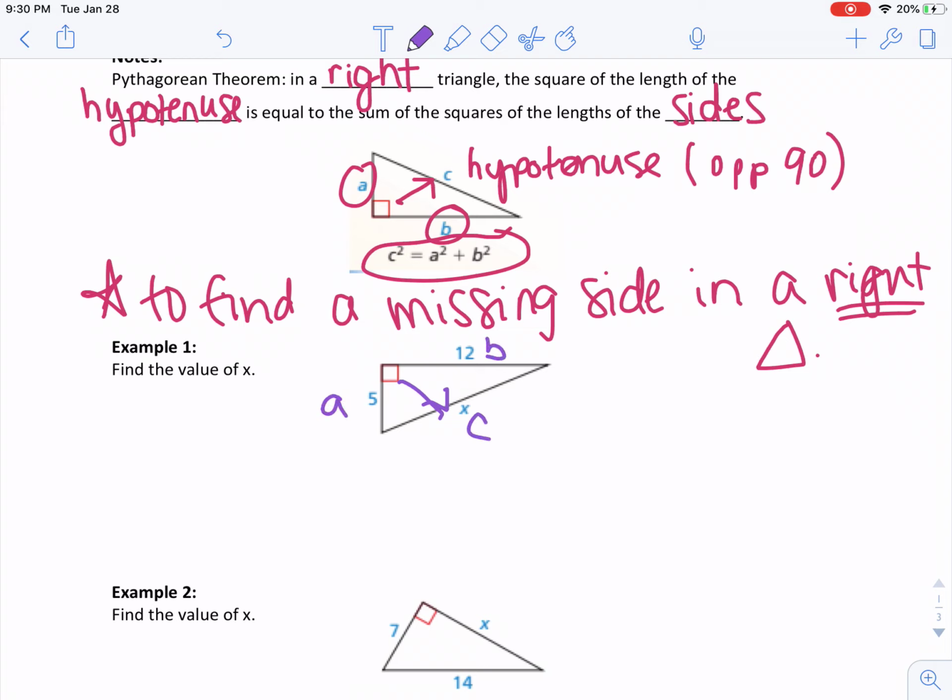I'm sorry, I forgot to substitute in x for c. That was my bad. So this should be x squared and then x squared. So we have x squared equals, well, 25 plus 144, that's 169.